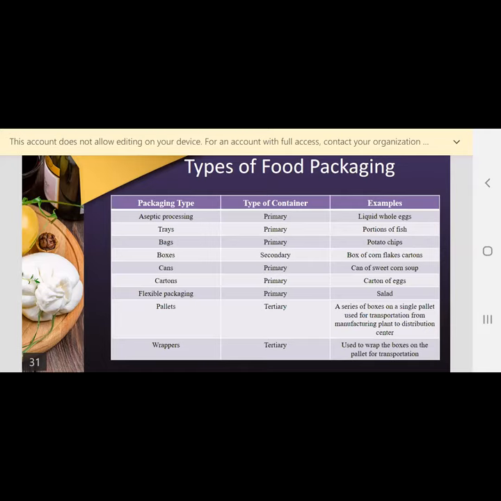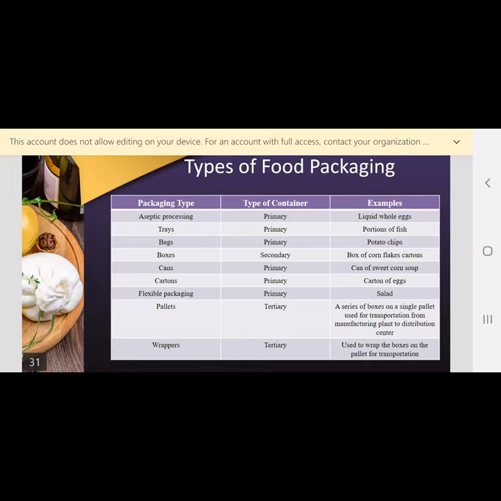Likewise, the other options are there for tray. Suppose this is a tray. A tray is a primary packaging for fish portioning. We all know fish is portioned in trays, and bags like potato chips. Okay, potato chips come in plastic bags. Next, the boxes, like a box of cornflakes carton like Kellogg's, Bagleys.